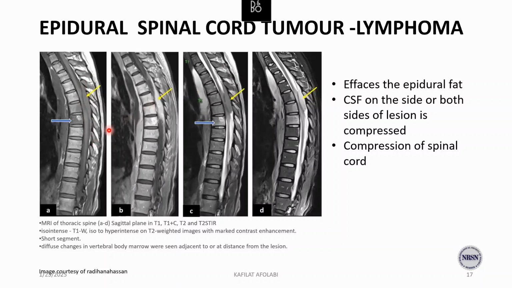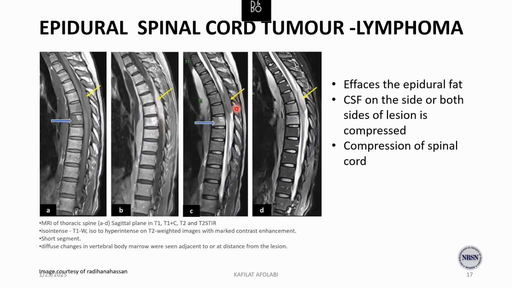So going to an epidural lymphoma. We all know, just like lymphoma in every other part of the body, lymphomas are very cellular tumors. We can see that the tumor is involving the thoracic cord and spans about 4 vertebral segments. It is isointense to the cord on T1, and on T1 weighted plus contrast, we can see intense homogeneous enhancement.